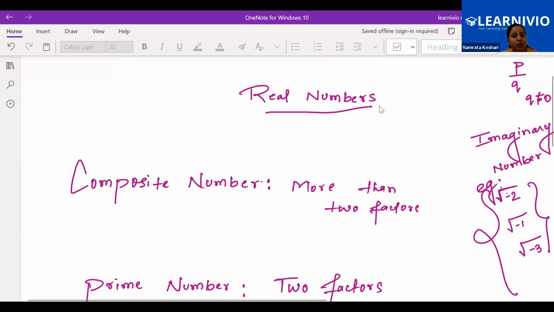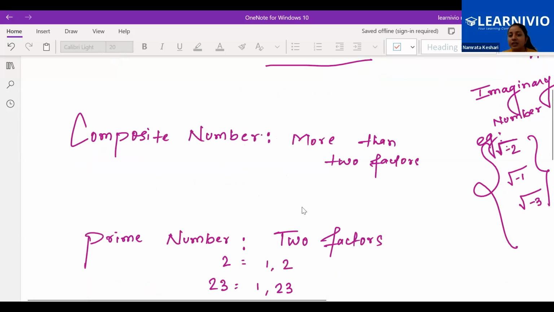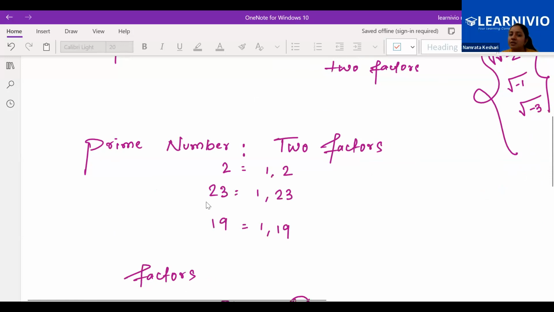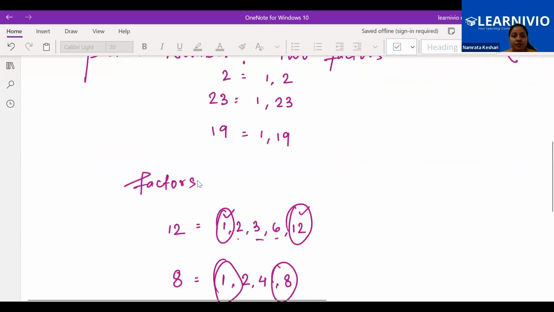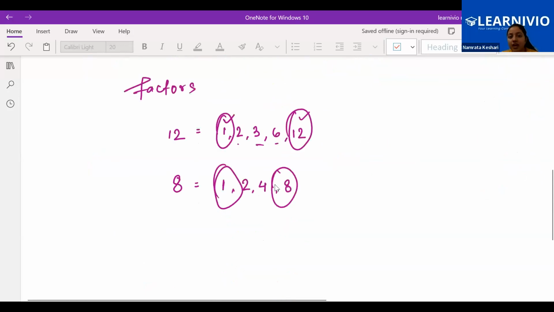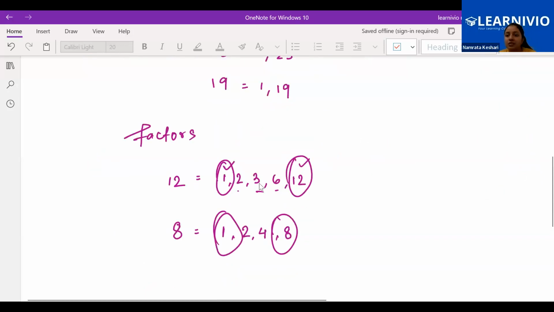Composite number is already known to you, just a quick recap of that. Prime numbers are also known to you, just an overview of that. The terminology factors is also known to you, how to list down the factors. You already understand the meaning of factors. Factor means the number which can divide the given number completely.